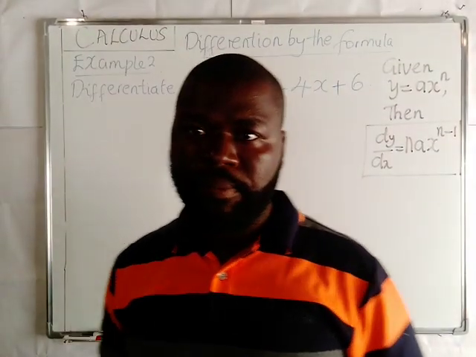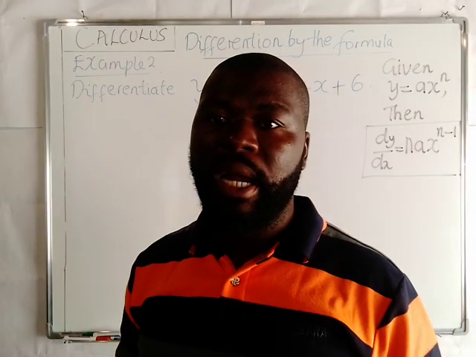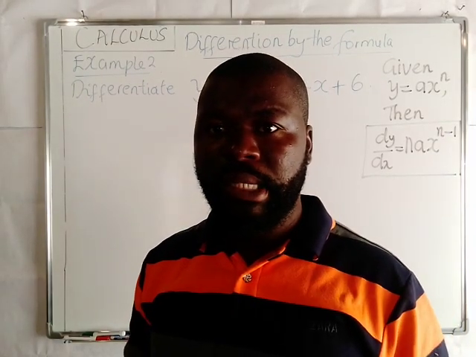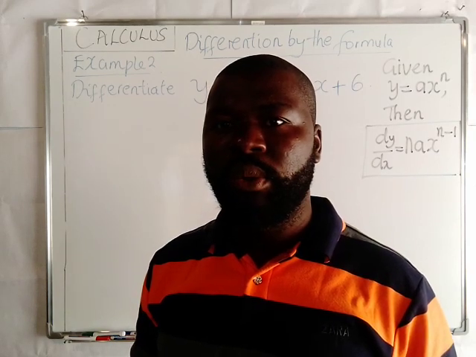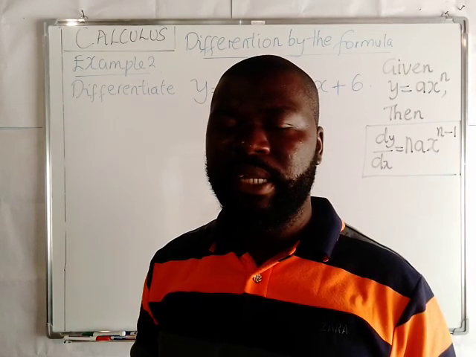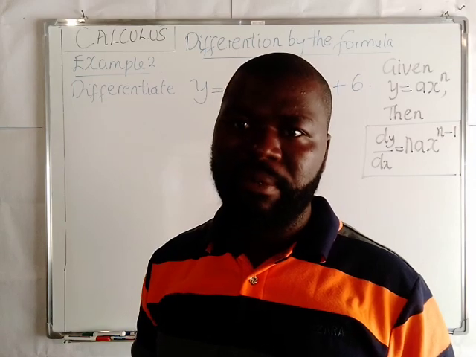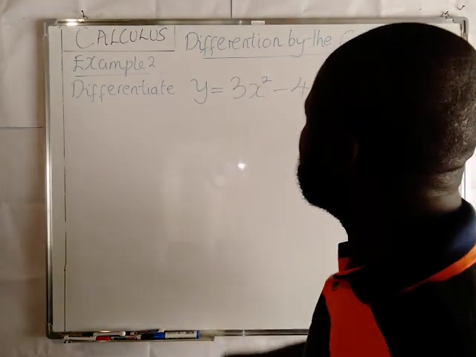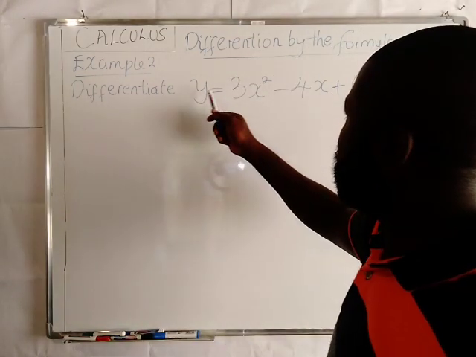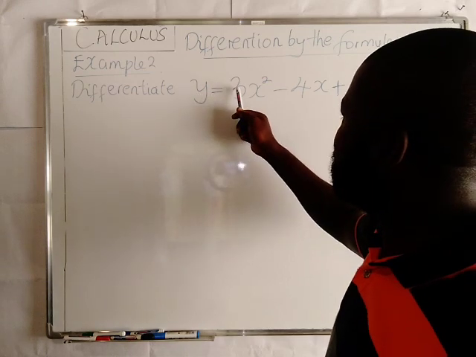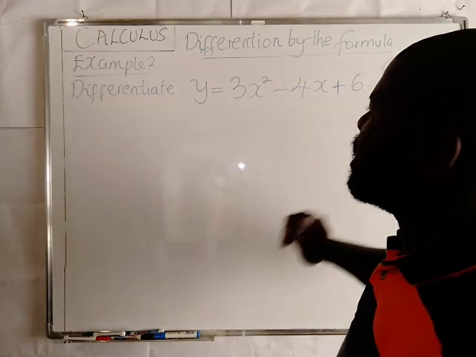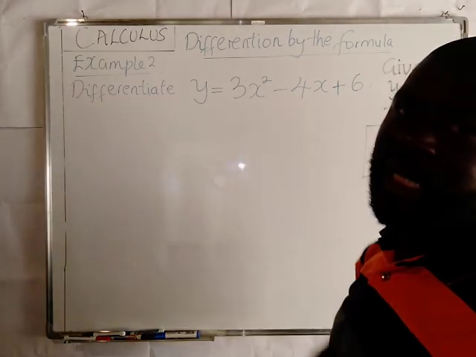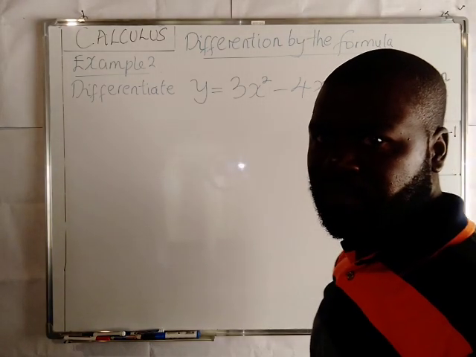Welcome back. We are continuing our discussion on calculus, where we are looking at example number 2 under differentiation by the formula. So we have a question: y is equal to 3x squared minus 4x plus 6. We have to differentiate by the formula.